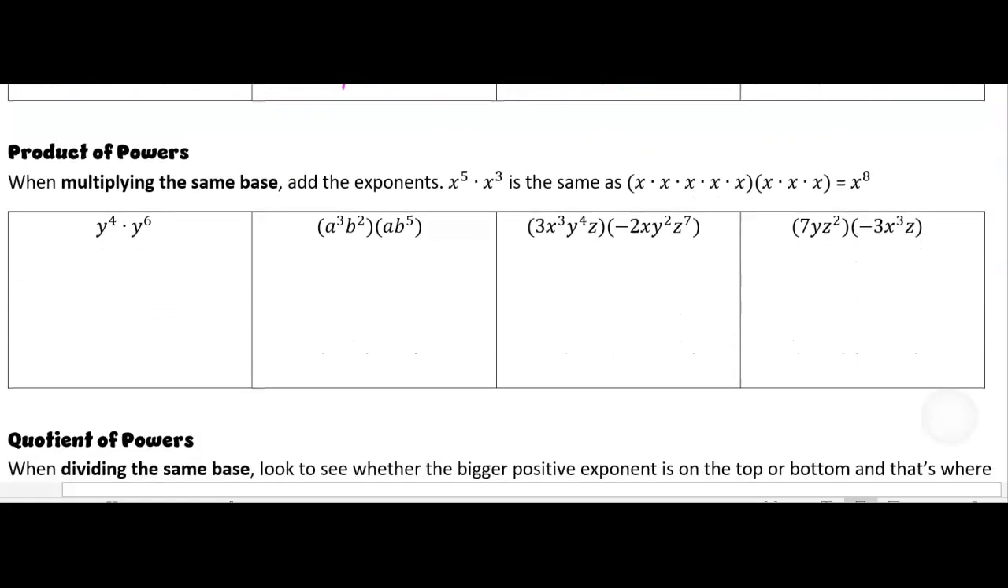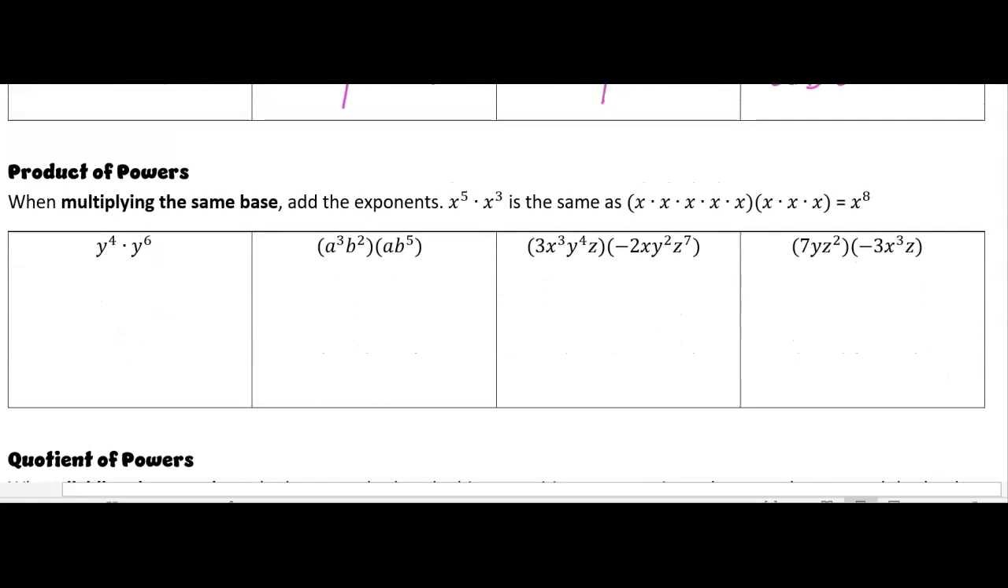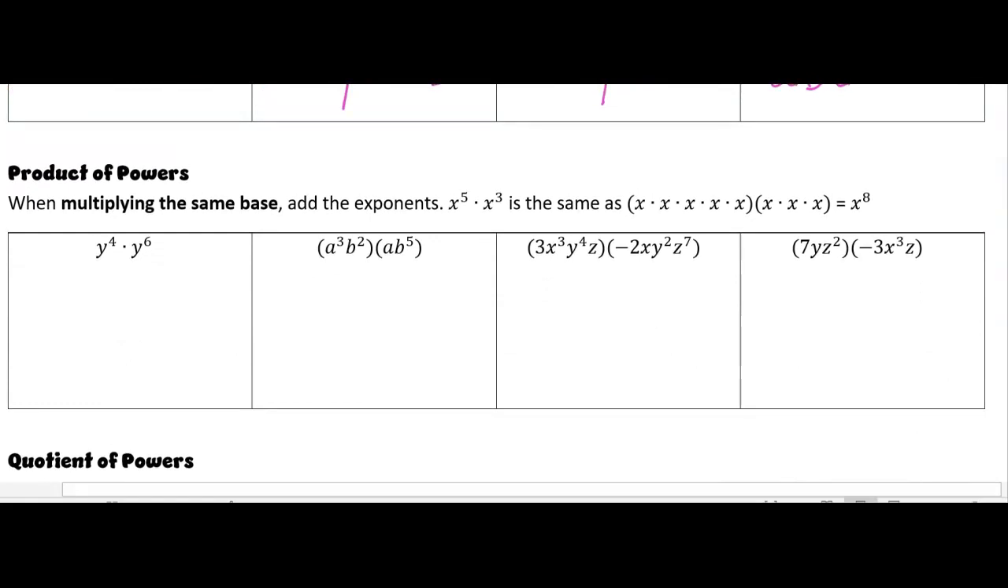Now here, these are product of powers. So when multiplying the same base, and that's very important, the base has to be the same. You know what I mean when I say the base? That's the base, that's the exponent. We add the exponents.